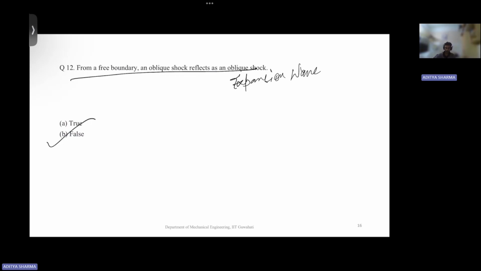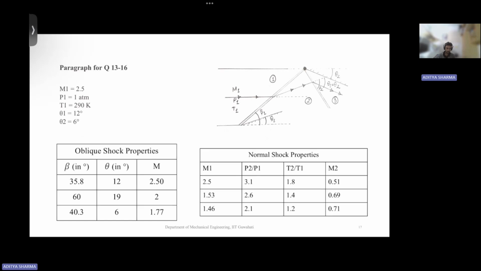Okay, question number 12. Then questions 13 to 16 are numerical questions, and for that, this information has been given to us.